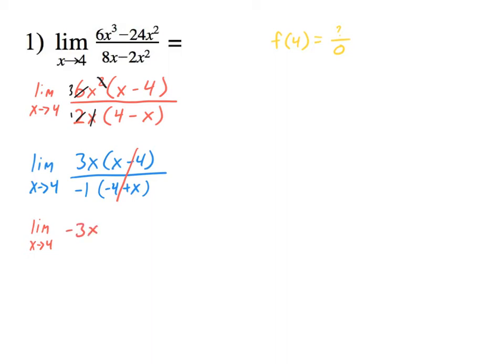I now have a nice simplified version of this. Now, if I plug in 4 to this, I'll have my limit. So I can now do it very easily. I plug in 4, and I get an answer of negative 12. What does that mean? The answer to this is negative 12. So this function, as you approach 4 from both sides, gets closer and closer to negative 12. If you plugged in 4 to the original, it wouldn't make sense, but it does make sense once you simplify it.